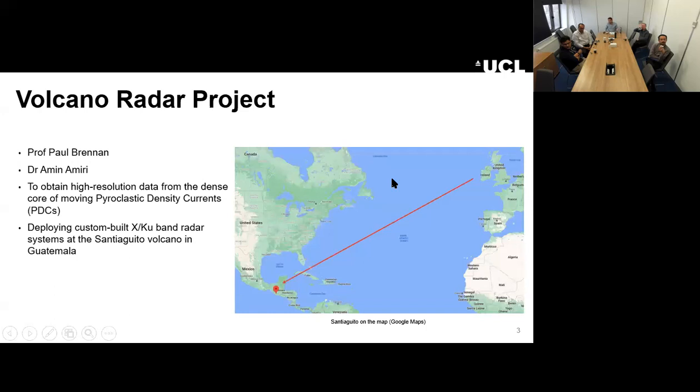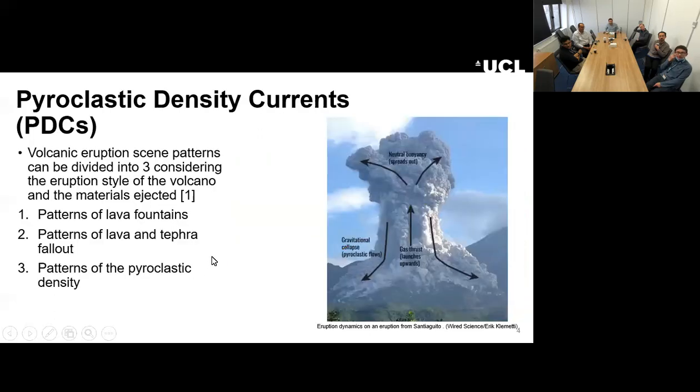So the Volcano with that project is initially something that me, Paul, and Emin started to work on, which aims to obtain some high-resolution data from the dense core of moving pyroclastic density currents, also called PDCs. And how we're going to do it is we're going to deploy some custom-built X3 Ku band radar systems at the Santiaguito volcano in Guatemala. And on the right-hand side, you can see where the volcano is on the map, which is quite far from here.